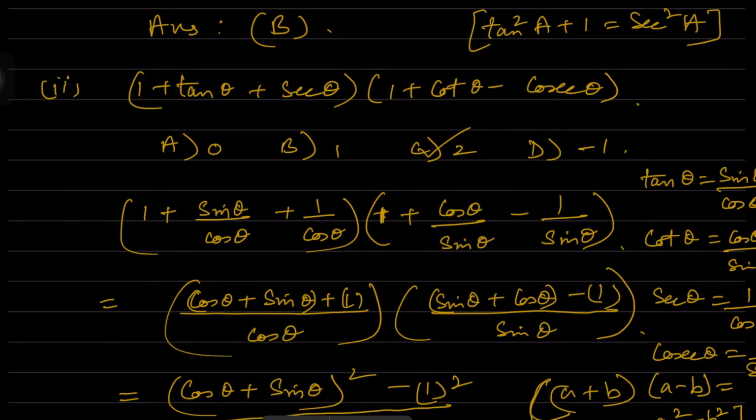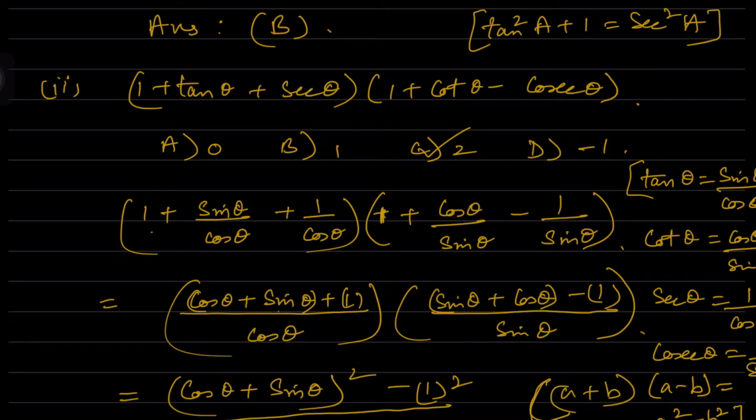Next, we have (1 plus tan theta plus secant theta) into (1 plus cot theta minus cosecant theta). Here we have to bring everything into terms of sin theta and cos theta. A is 0, B is 1, C is 2 and D is minus 1. So we have 1 plus sin theta by cos theta, which is tan theta. I have written all the transformations here. So sin theta by cos theta plus 1 by cos theta into 1 plus cos theta by sin theta minus 1 by sin theta. Now taking the LCM, you get (cos theta plus sin theta plus 1) by cos theta into (sin theta plus cos theta minus 1) by sin theta.